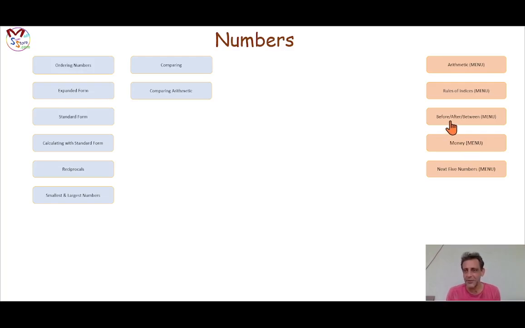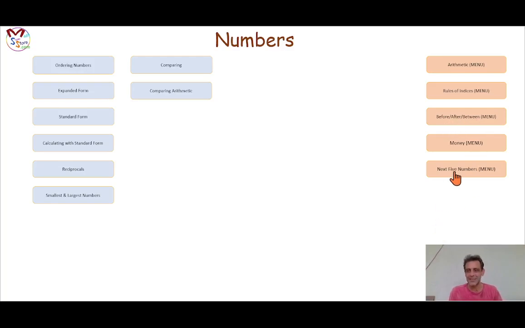Okay, here's a number menu. There's a before, after and between menu, and the next 5 numbers. The next 5 numbers is the next 5 numbers after a given number, and it gives you what it's counting in. Before and after numbers, before, after, between. If you look at this, it can be used with grade 7, 8, 9, 10.